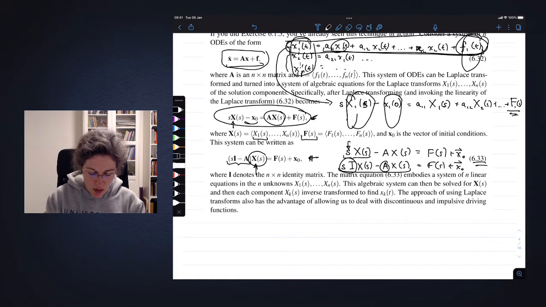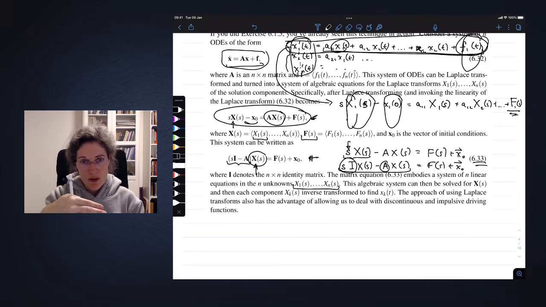And so you can solve for your big X1, big X2, and so on. So you end up with your Laplace transforms. And then for each of those, we already know how to inverse Laplace transform. We've already been doing that. And so you can end up with your xk.